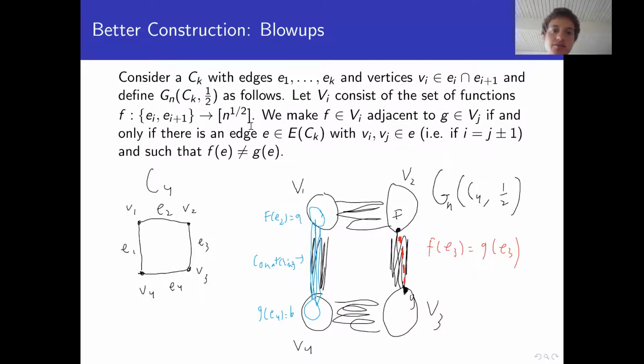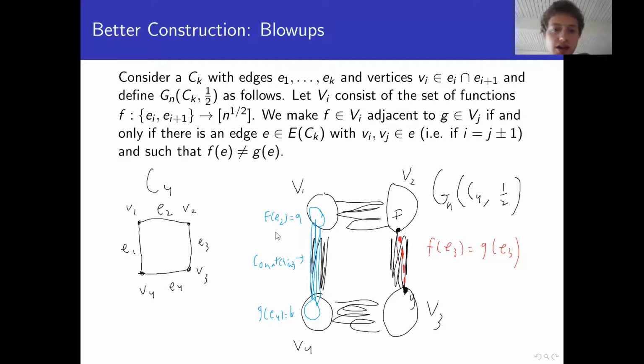in this range. We'll then make 2 functions, f in the ith blob adjacent to g in the jth blob, if there's an edge between the ith and jth vertex of the graph cycle, i.e. if i and j differ by 1, and if on this common edge containing V_i and V_j, f and g disagree with what the value of E is. That's formally what this definition is.